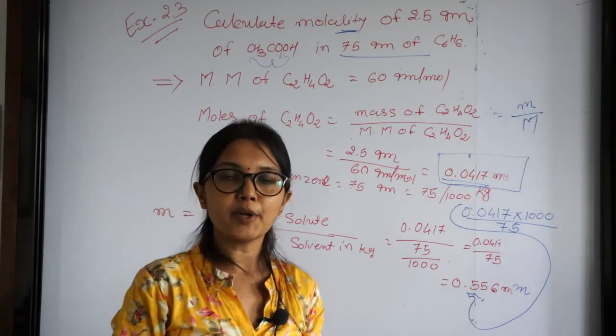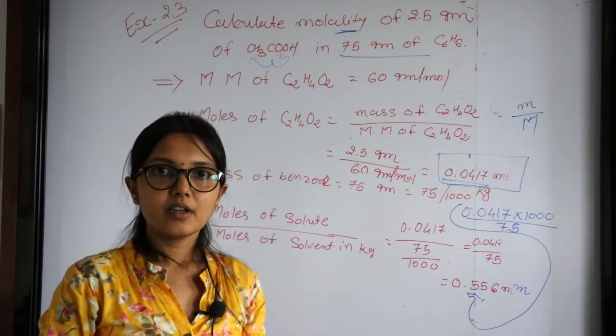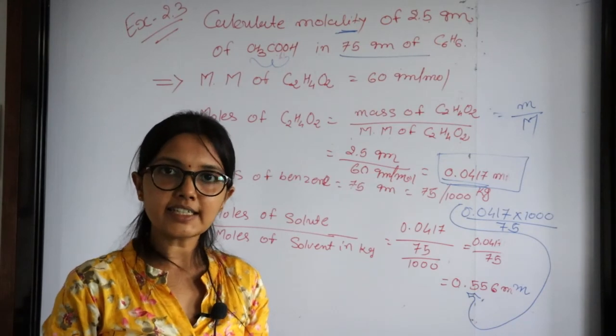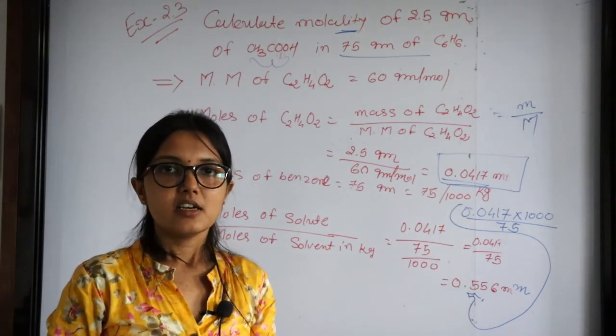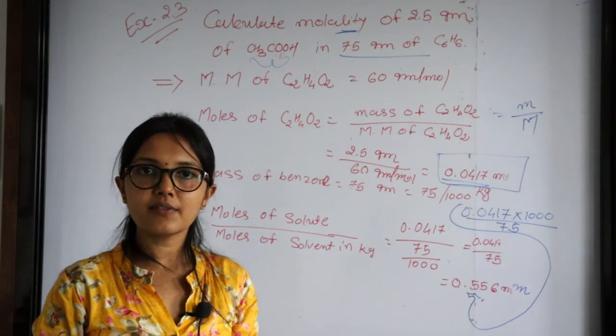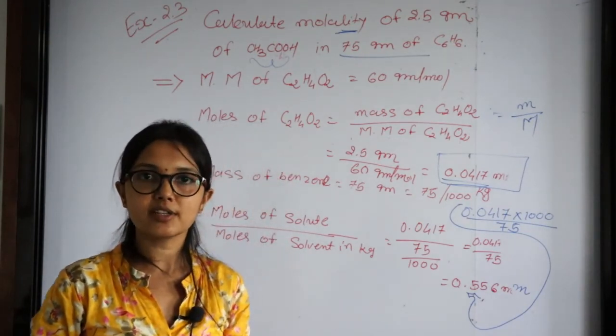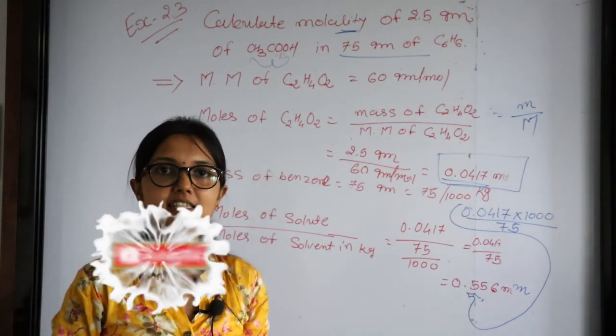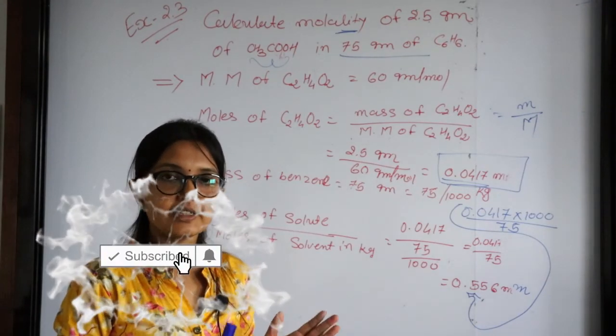Example numbers 2.1, 2.2 and 2.3: mole fraction, molarity and molality. This type of numerical is already given in your in-text questions. Please practice this type of question and solve it.